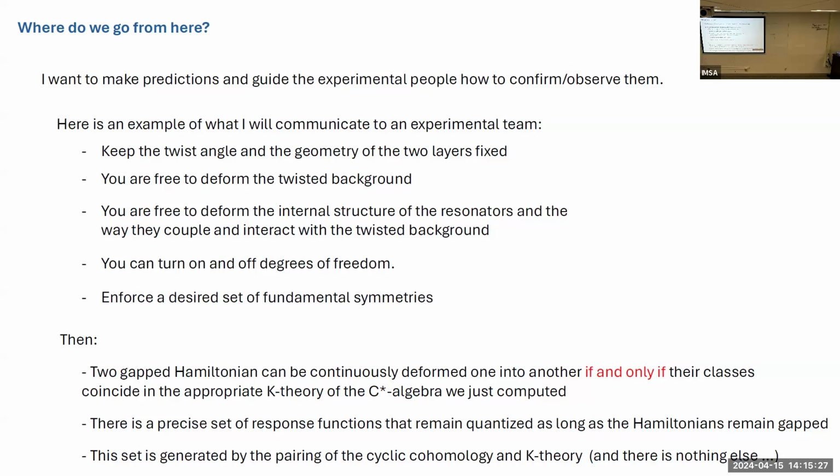You can also enforce fundamental symmetries: time reversal, chiral, and particle-hole. And then these are the predictions: I know precisely when two gapped Hamiltonians can be continuously deformed one into another, if and only if their classes coincide in the appropriate K-theory of this C*-algebra that we just computed. There is a precise set of response functions that remain quantized. What are they? They are generated by pairing cyclic homology and this K-theory that I mentioned.